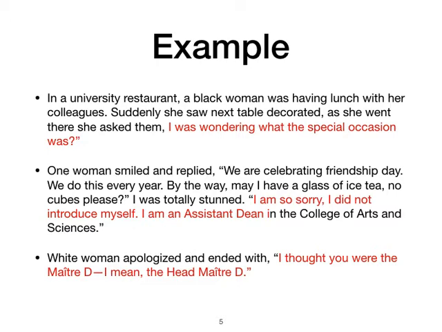Now, let me rephrase all of this example in just simple words in case you're not getting it. A black woman who is sitting in a university restaurant goes and asks someone at the next table why they are celebrating, as it seems a very special occasion. She wanted to know more about it, but the person responded that they are enjoying their friendship day, but if you can bring some iced tea. The white woman thought that this black lady, since she's black, must be a waiter, must be working in the restaurant. Now, this is a very classic example of how we perceive things.